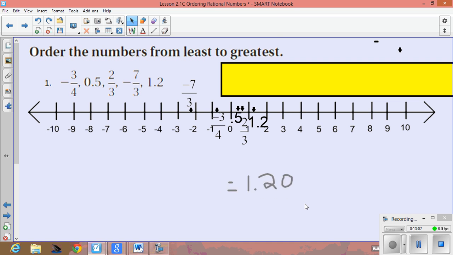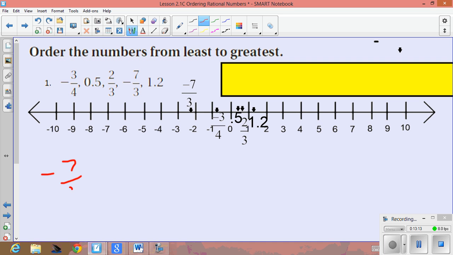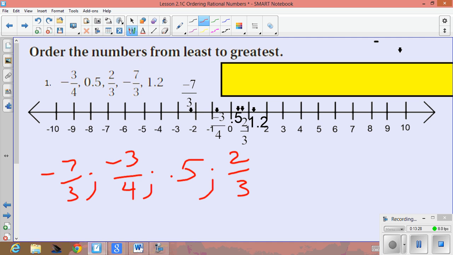So in order least to greatest, if you just look at your number line, we have -7/3, followed by -3/4, followed by 5/10, followed by 2/3, followed by 1.2 or 1 and 2/10.